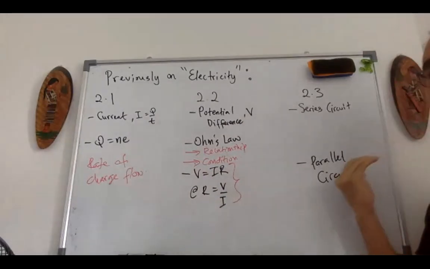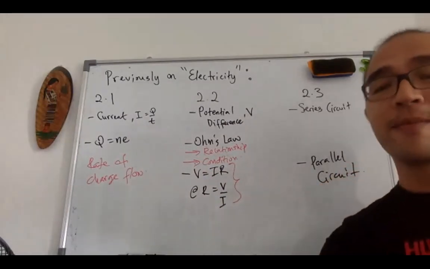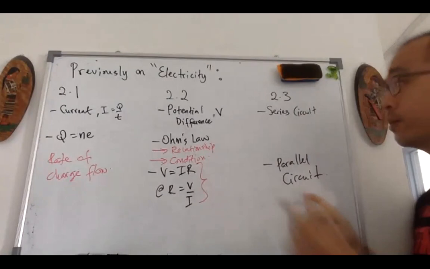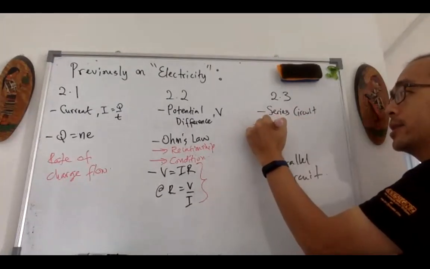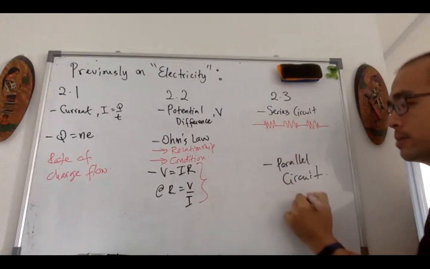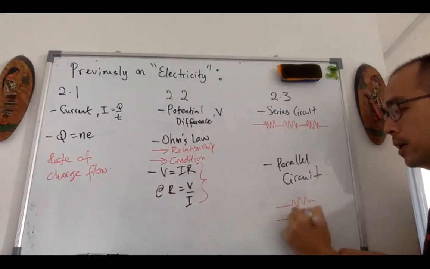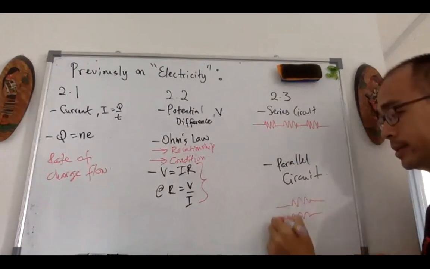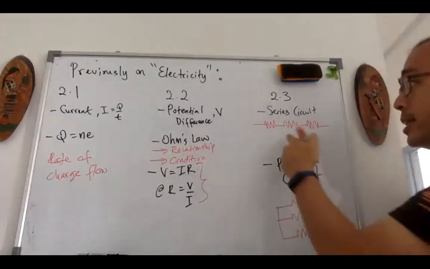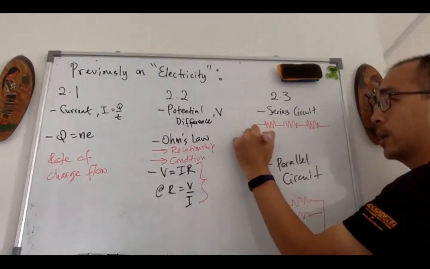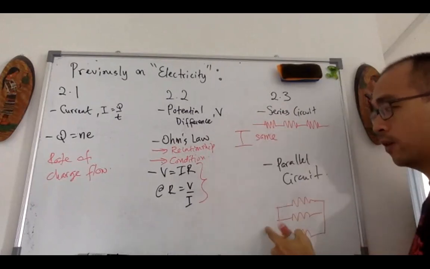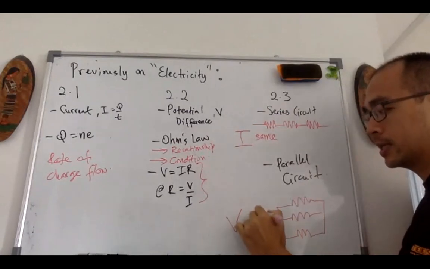Then we went on to the series circuit and the parallel circuit. Sorry, I'm getting out of frame again. You know that a series circuit is where, let's say, the resistors or the bulbs are arranged one after another, whereas in a parallel circuit they're arranged on top of one another. There are a couple of things that we learned about this. For a series circuit, we know that the current is the same, whereas for a parallel circuit, the potential difference is the same.